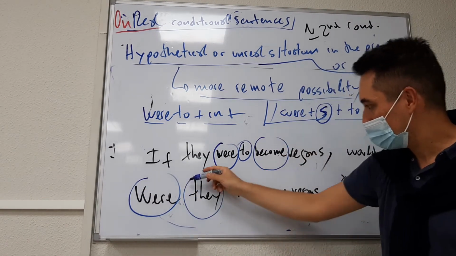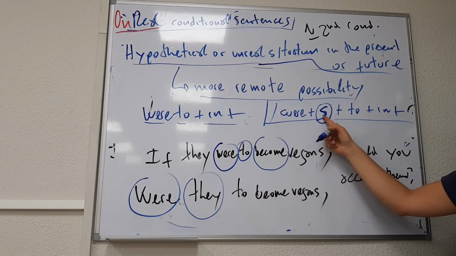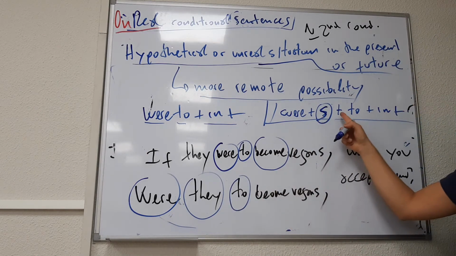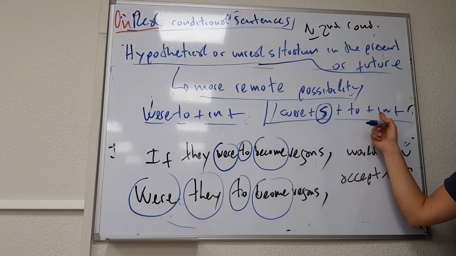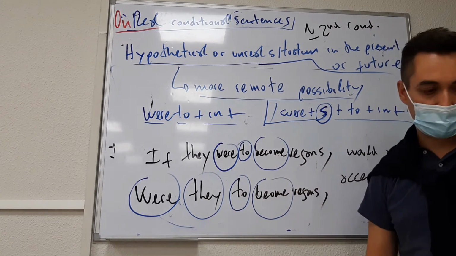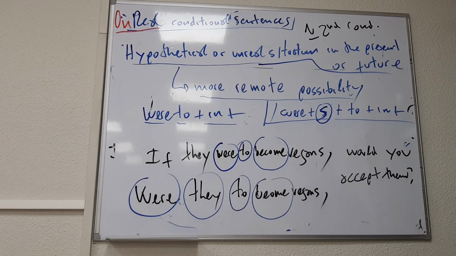Were, subject, to, infinitive. Yeah? So these structures are used to express a more remote possibility. Let's continue. What's the difference between both?